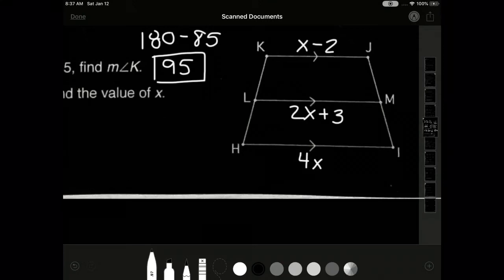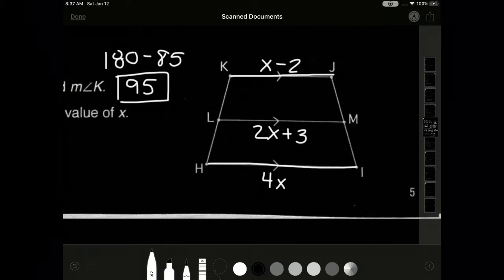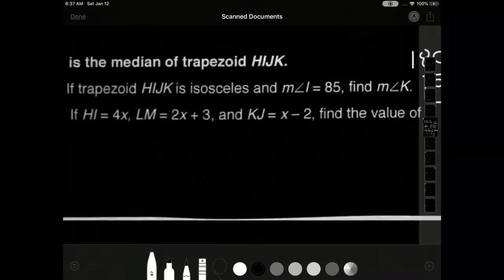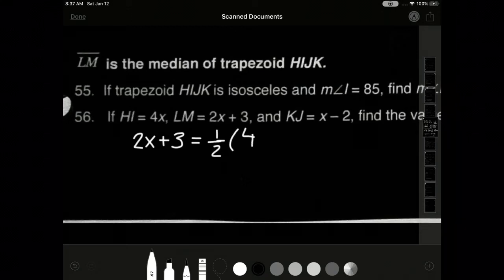Now, we know LM is a median. We were told that. So in order to figure this out, we're going to add KJ and HI together, right? And we take half of that, and that's going to equal LM in the middle. So we can write this as, bring it over here, 2x plus 3 equals half of 4x plus x minus 2.